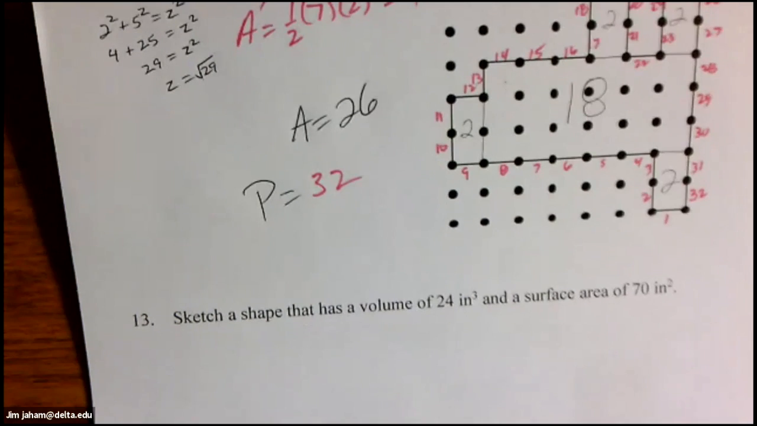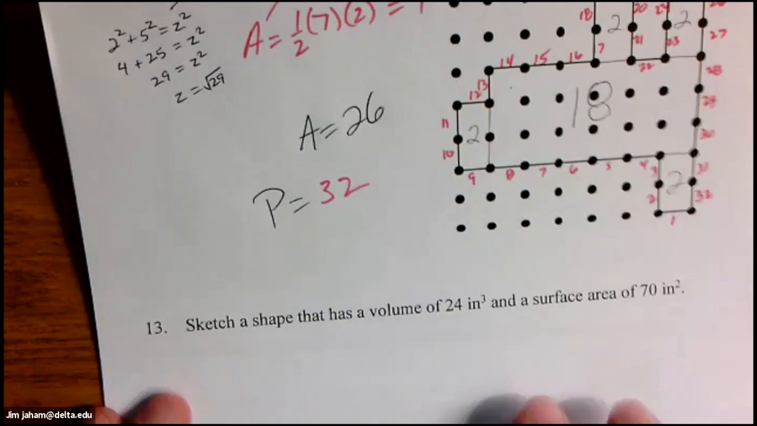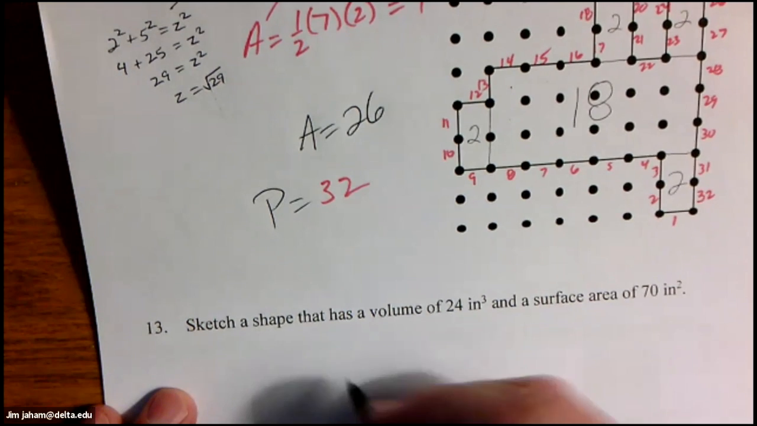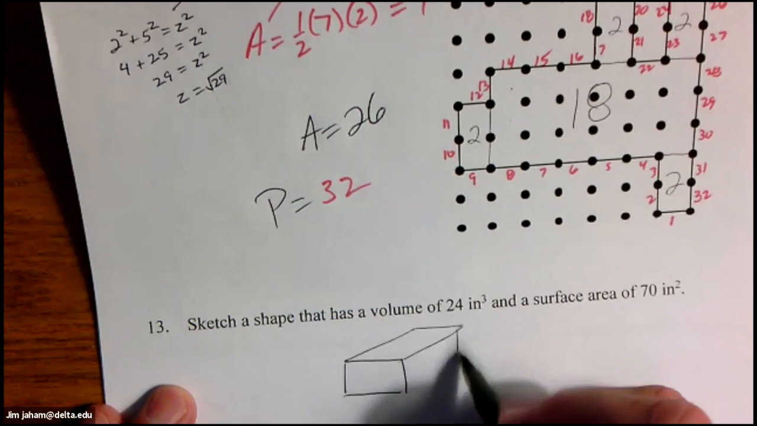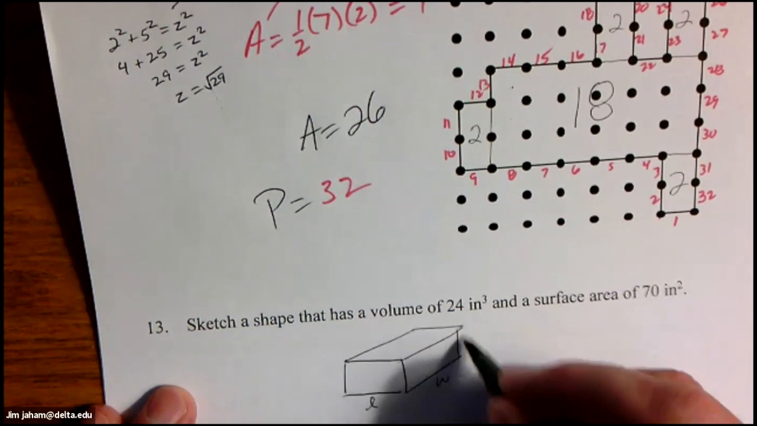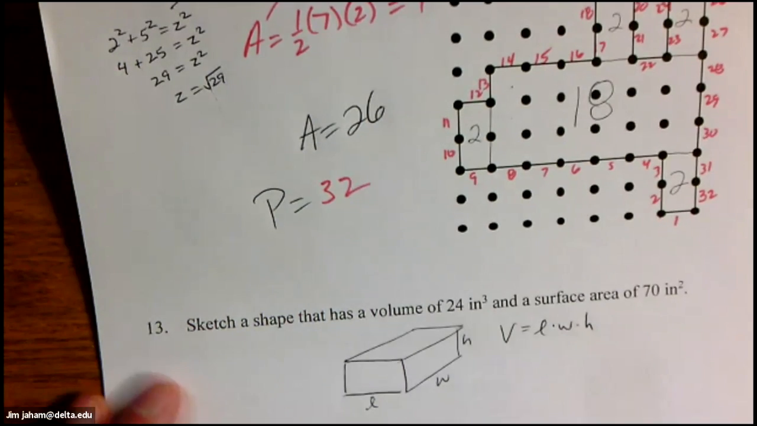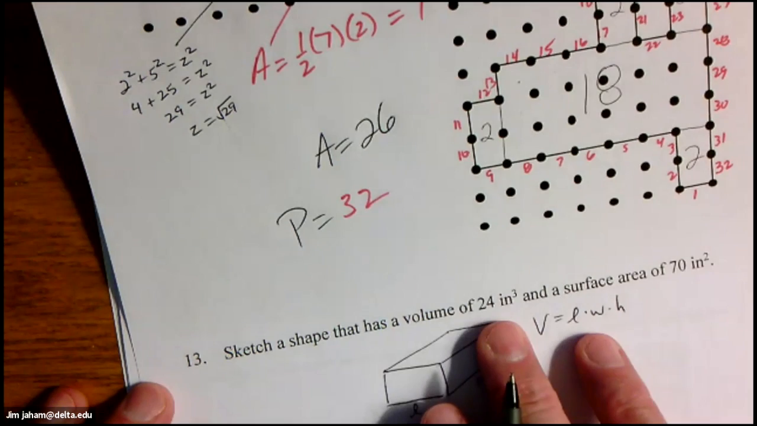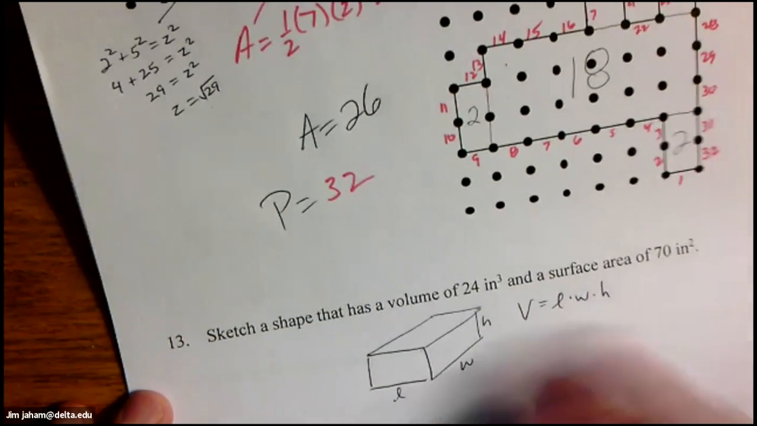I don't think for number 13 we have a formula. And so you could just maybe say, okay, it's a box, and I know how to calculate the volume of a box pretty easily. It's just length times width times height. So what I could do is figure out all the different ways that I can get 24 by multiplying 3 whole numbers together, and then calculate the surface area in each case.